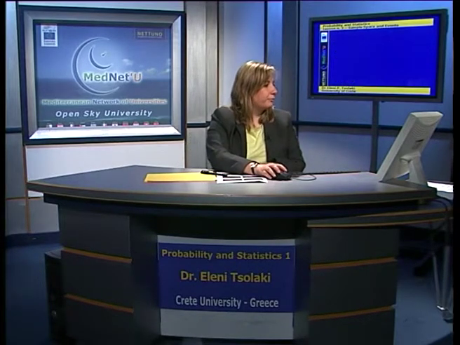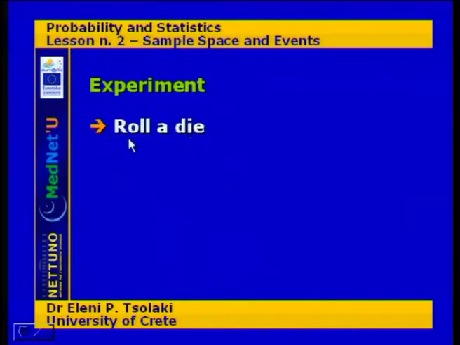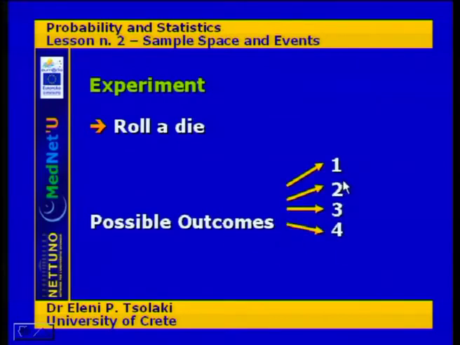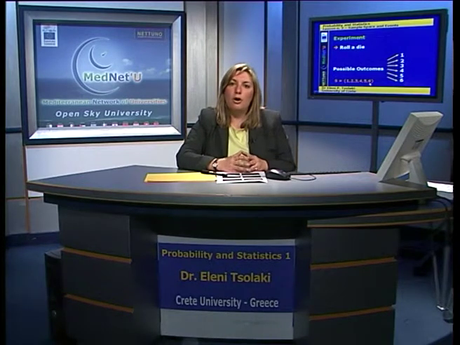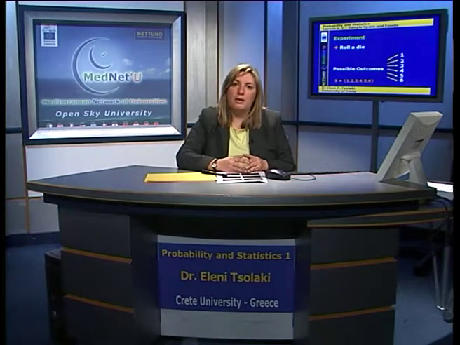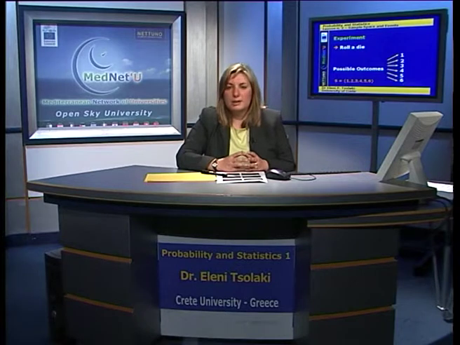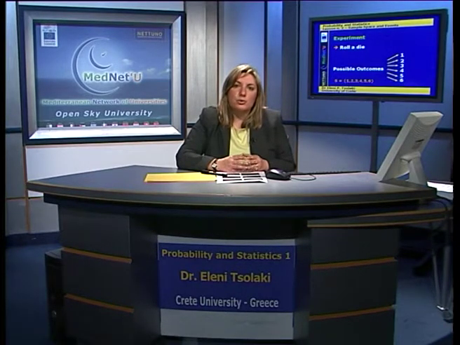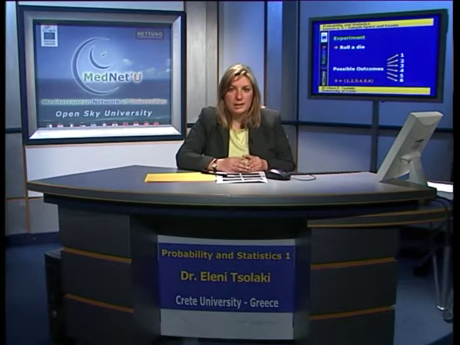Our second example, rolling a die. The possible outcomes in this case are the six numbers 1 to 6. In this case, the sample space is any number 1, 2, 3, 4, 5, or 6. Again, in this example, although we have more than two possible outcomes, a more complicated example than the previous one, it is still a quite easy example in order to understand what the sample space is. It is one of the six numbers, 1 to 6.